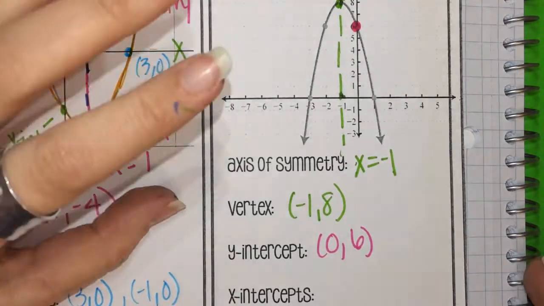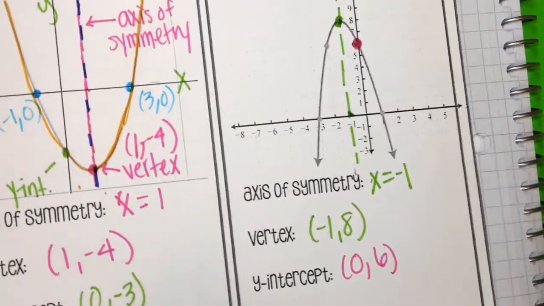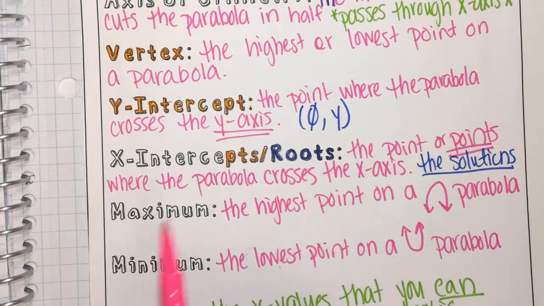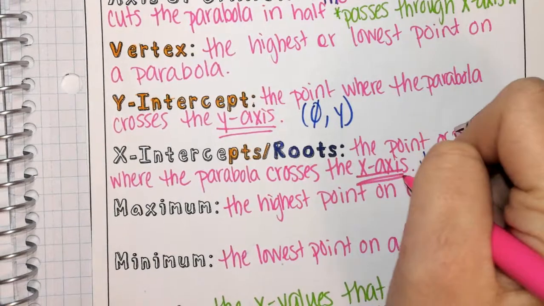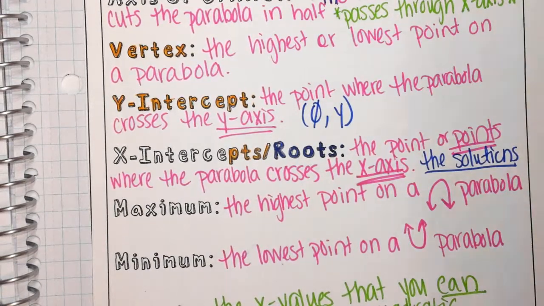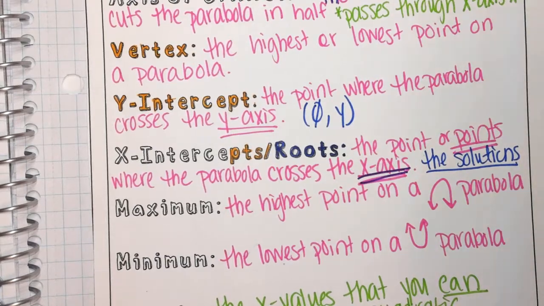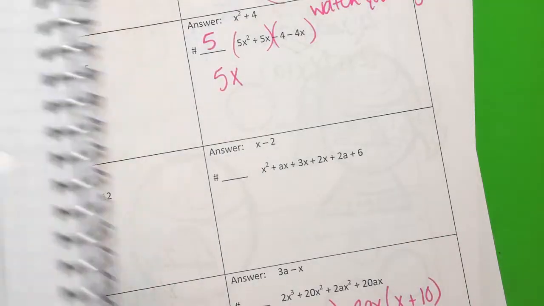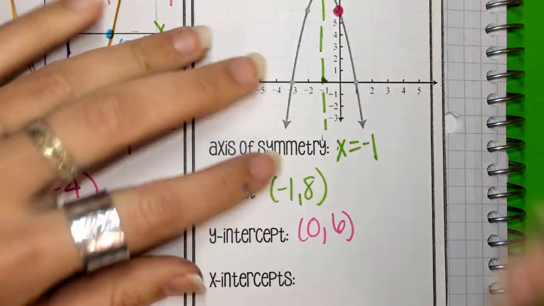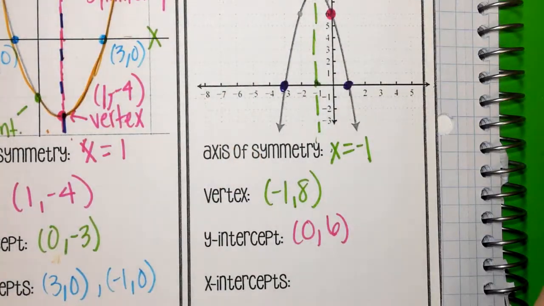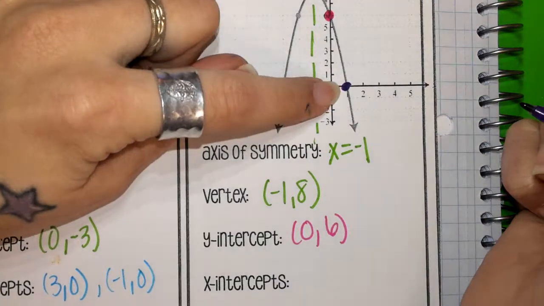All right, now, the x-intercept. We're going to flip back and read what it says about the x-intercept. The point or points where the parabola crosses which axis? The x-axis. How many times does this graph cross the x-axis? 1, 2.